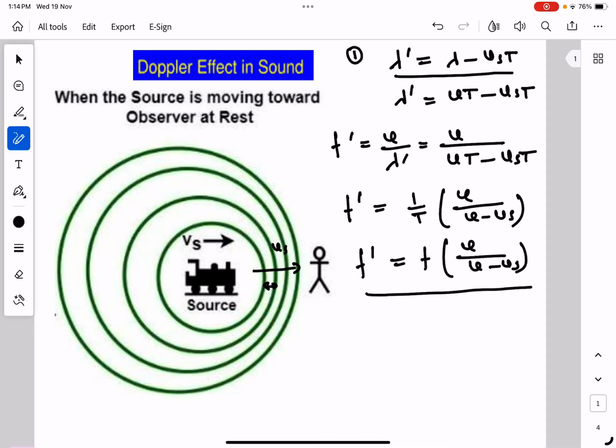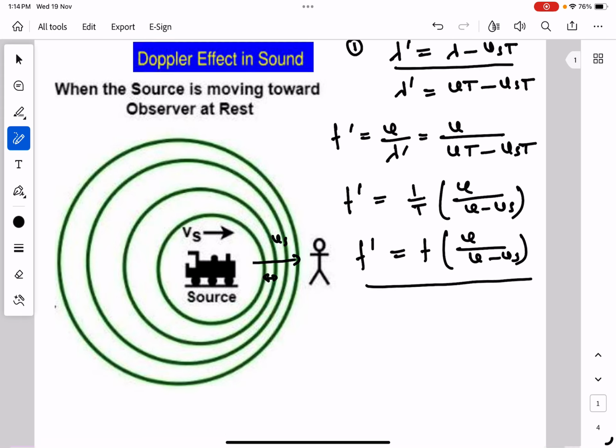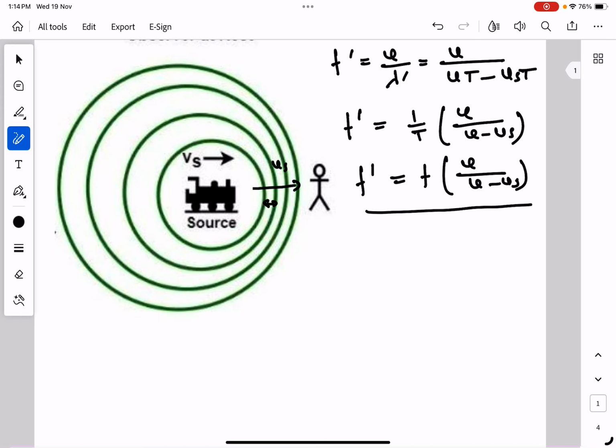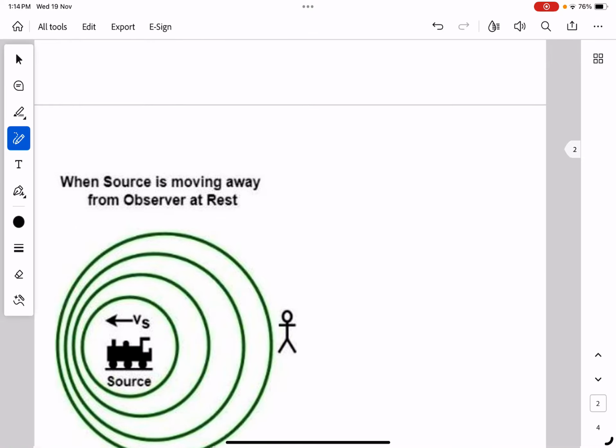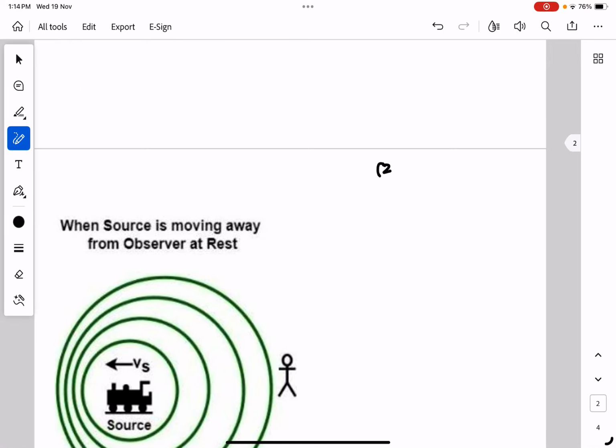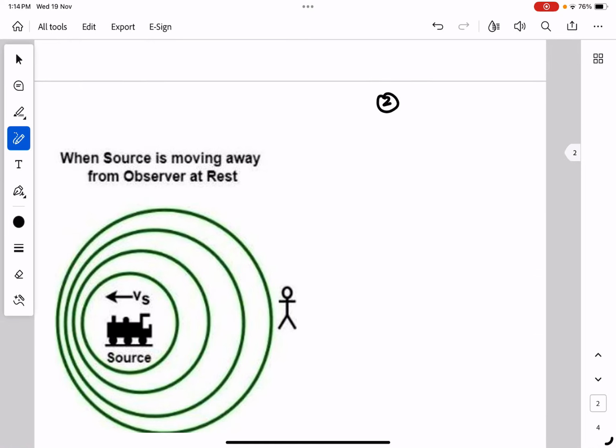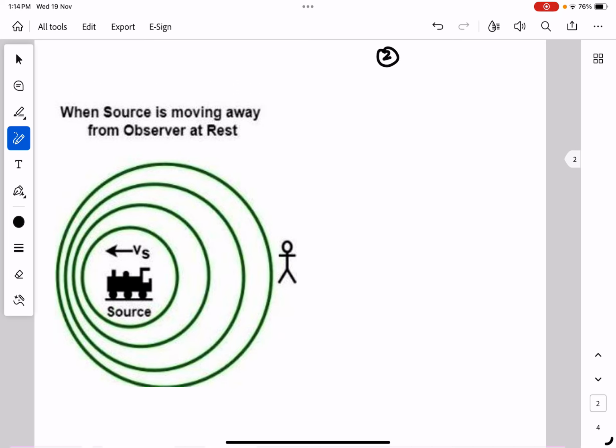So apparent frequency in the case when source is moving towards the stationary observer is equal to f multiplied by V upon V minus Vs. Let us take up another case when source of the sound is moving away from the stationary observer.